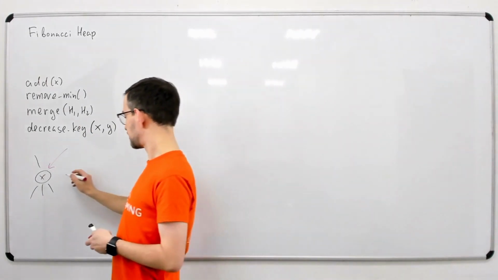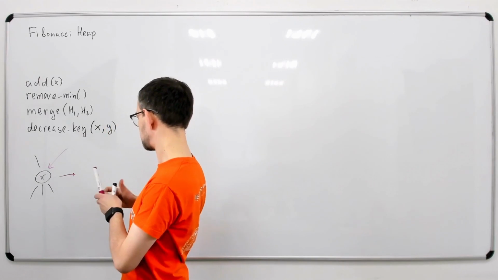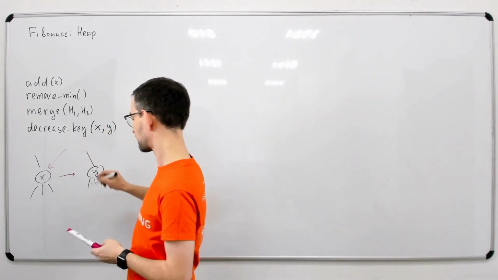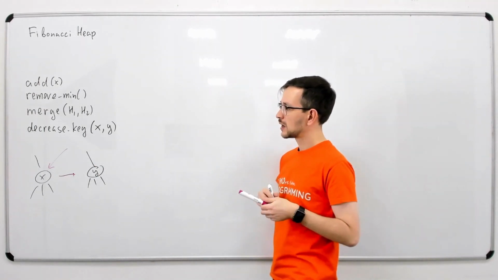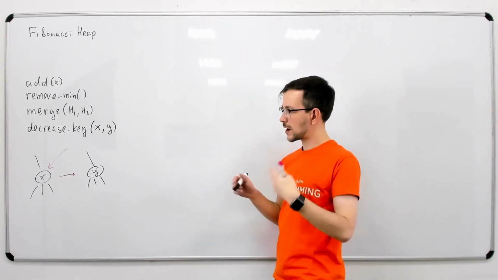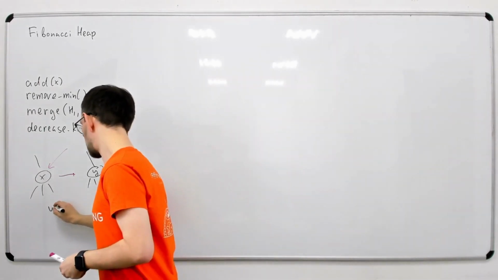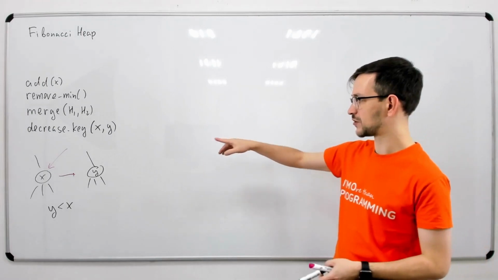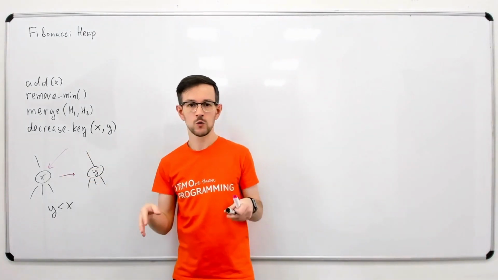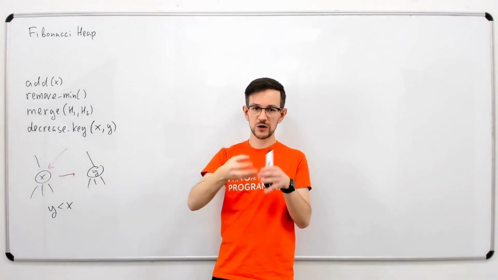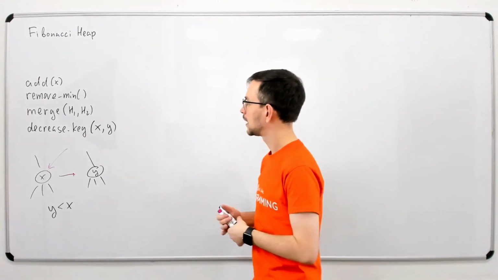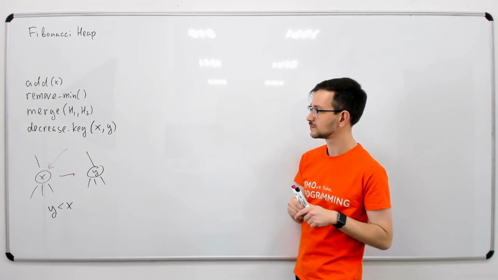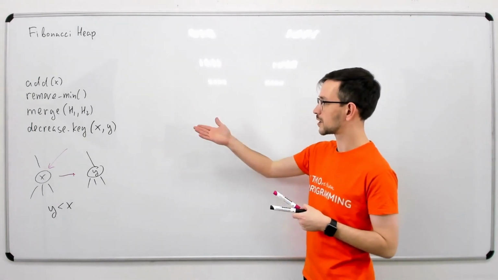And you change this element x with y. And you can do it only when y is less than x. y should be less than x. So this is the operation decrease key. We take some element which is already in the heap and decrease the key of this element. That's all. That's all we want to do today. Looks not that hard, right?